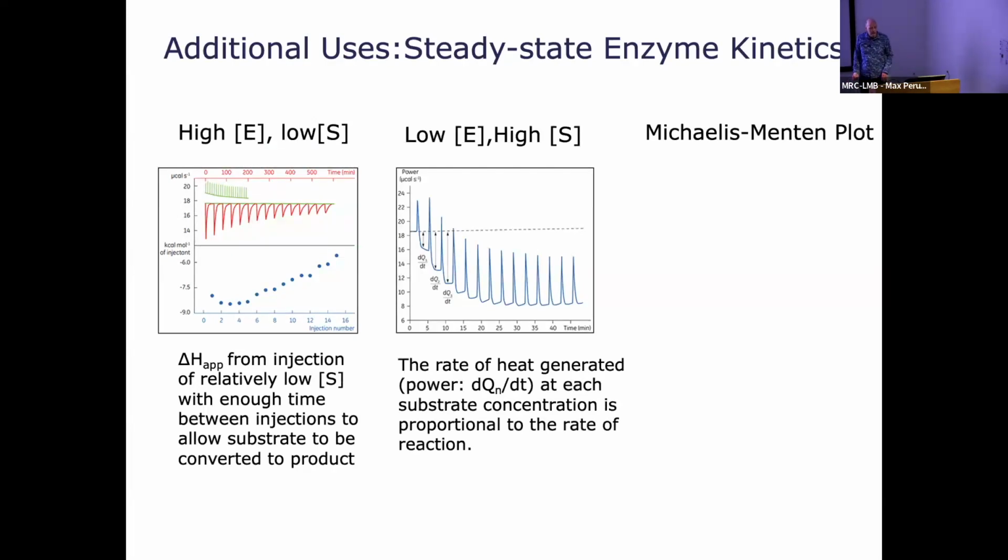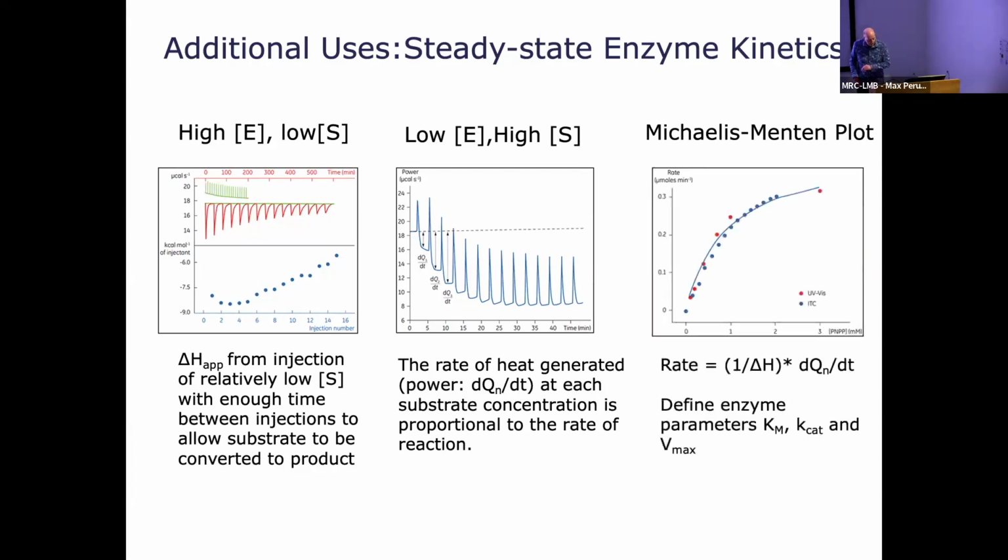And then they would do a normal kind of enzyme reaction. You get a very low concentration of enzyme, and then a high substrate concentration. And then you're looking at the heat generated at each of these substrate concentrations, and that's going to be proportional to the rate of the reaction. And so if you plot that against one over the enthalpy, you can then get a Michaelis-Menten.